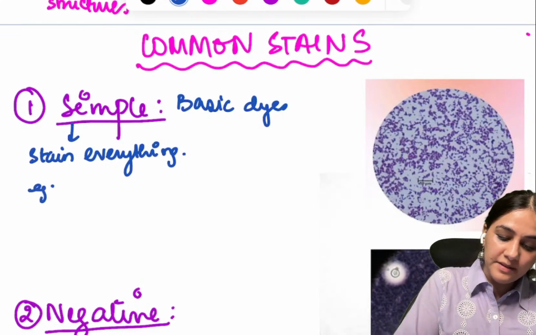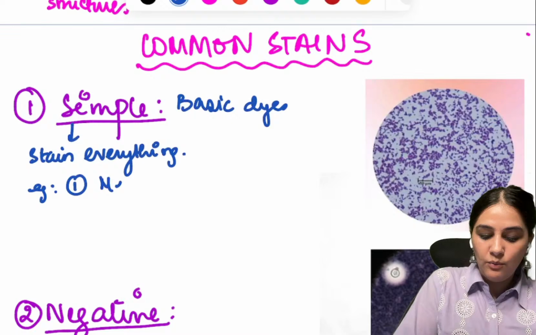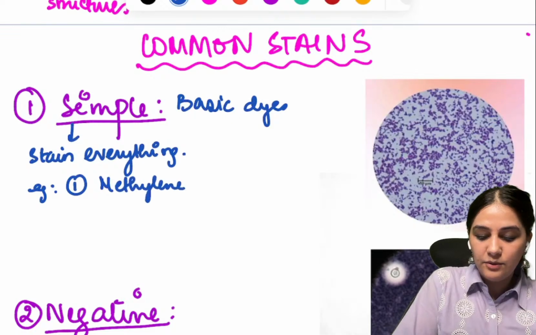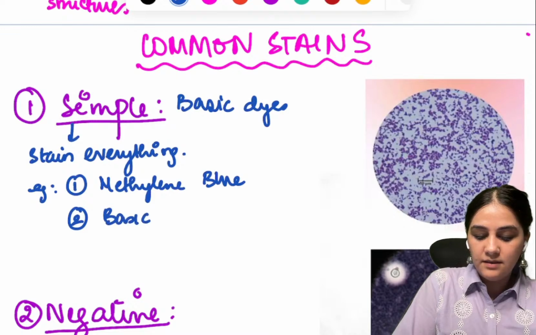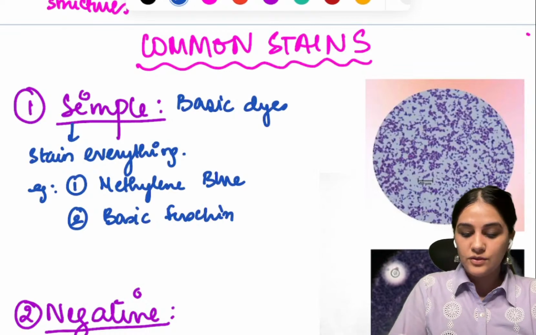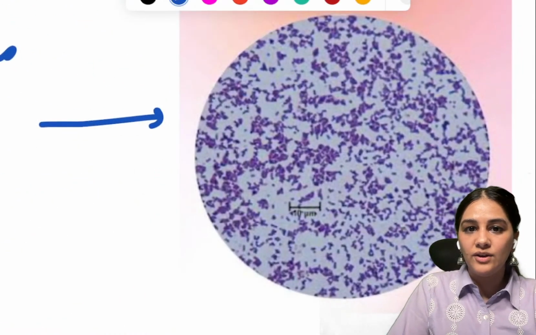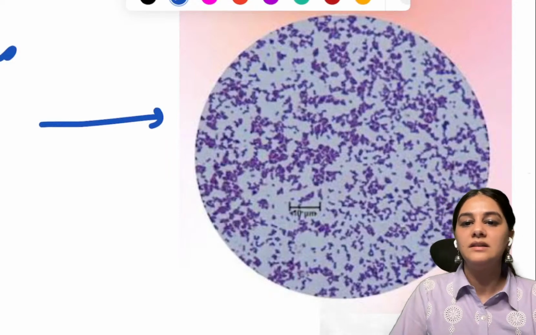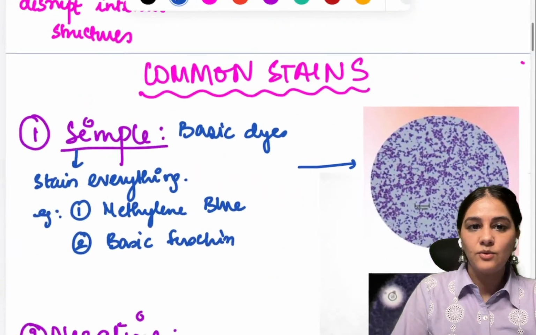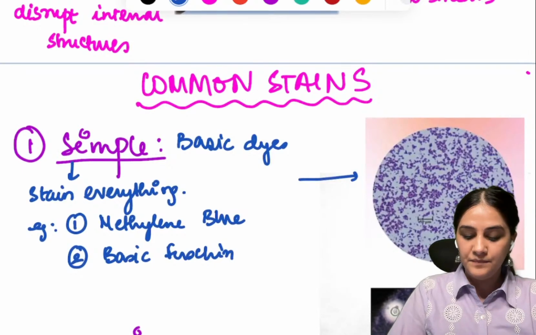And what are the examples? There are mainly two examples. One being the methylene blue, right? And the other one is your basic fuchsin, right? So can you see here? It doesn't matter if it's a cocci or a bacilli or anything. What is it doing? It's staining everything equally. So this is what simple dyes do, right?